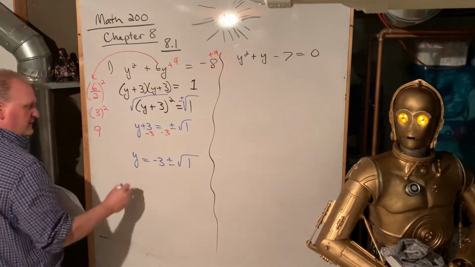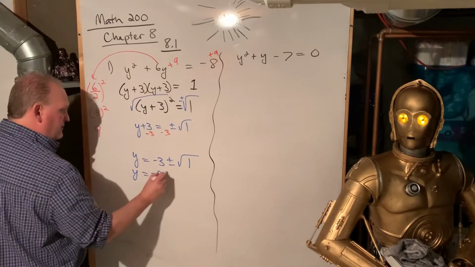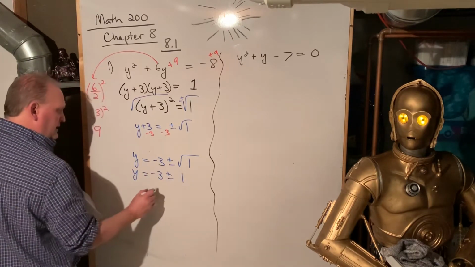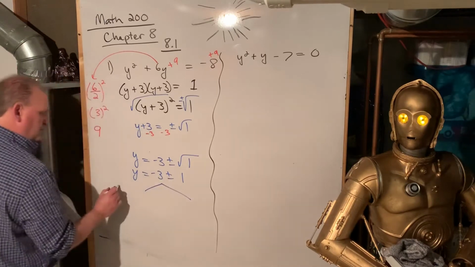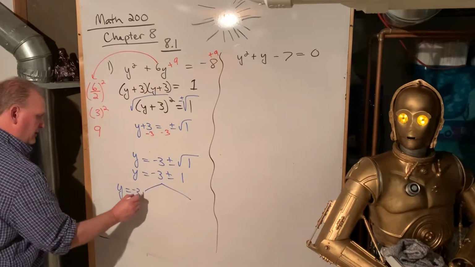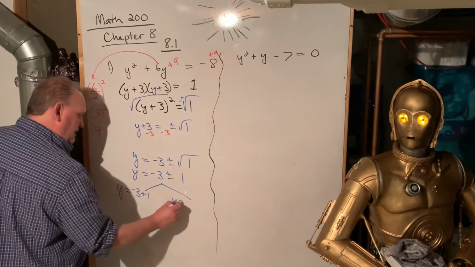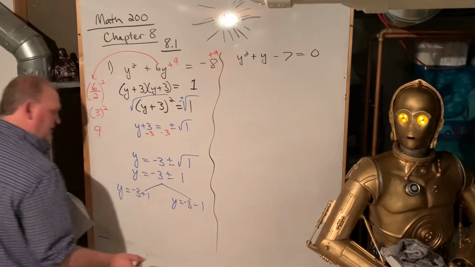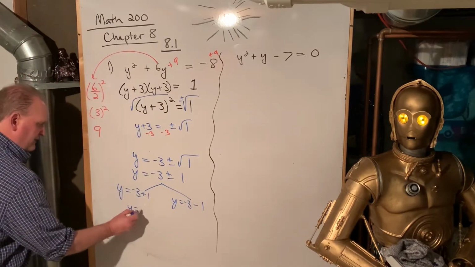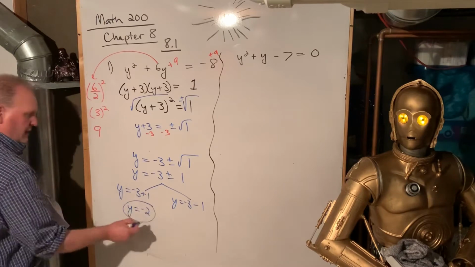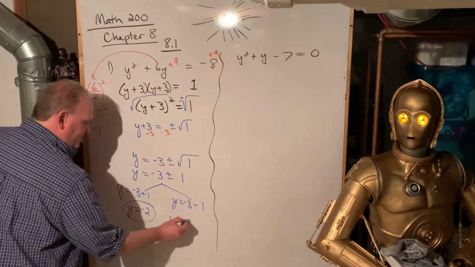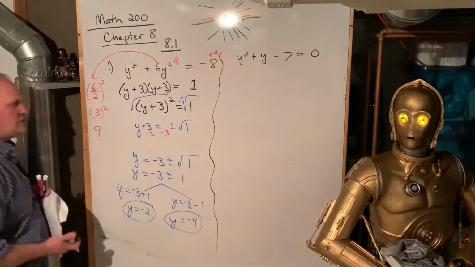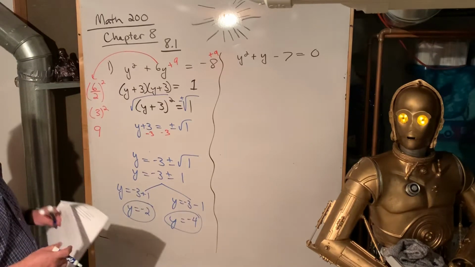Well, the square root of 1 is a perfect square. So we can write negative 3 plus or minus 1. And then we split up the band here. Two solutions. Negative 3 plus 1 and negative 3 minus 1. And so we end up with negative 2 and negative 4. Those are our two solutions. That process is called completing the square.